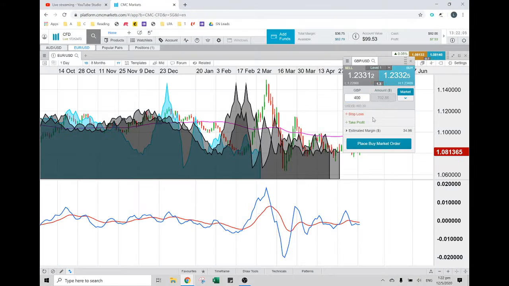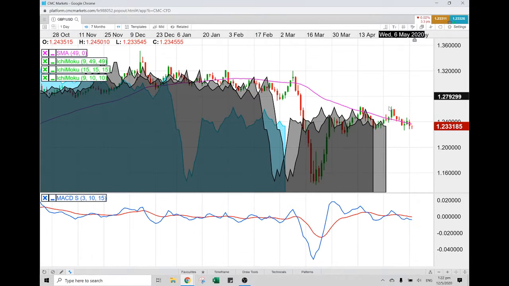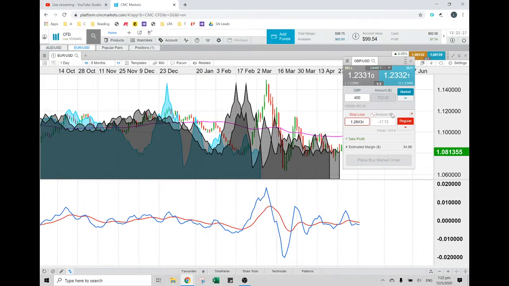What's the smallest unit? 400 units. And then stop loss 1.2643. That'll be my stop loss. High of this is what? 1.2643. 1.2643. Yeah, 1.2643 stop loss, and we're gonna short the market.